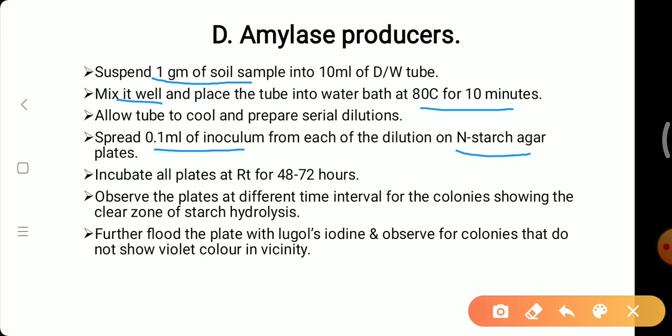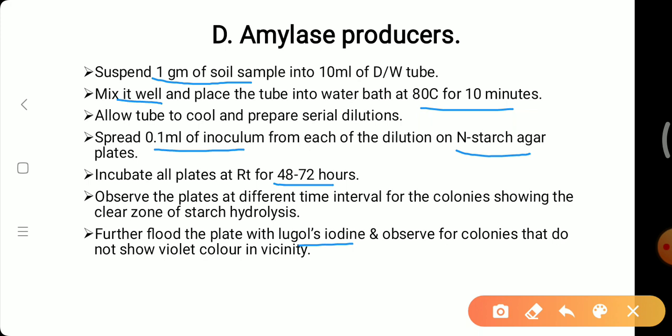Okay, incubate all the plates at room temperature for 48 to 72 hours. Observe the plates at different time intervals for the colonies showing a clear zone of starch hydrolysis. Further, flood the plate with Lugol's iodine. Observe for the colonies that do not show the violet color in the vicinity. Okay, here we isolate the enzyme producing organism. This is a kind of primary screening we do.